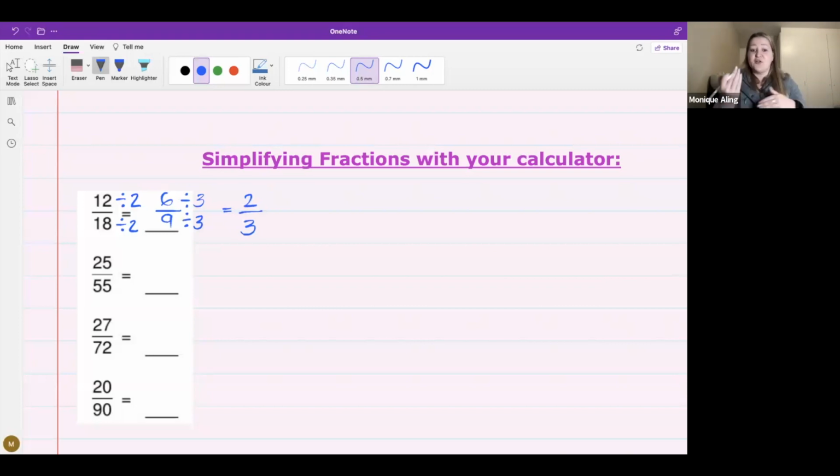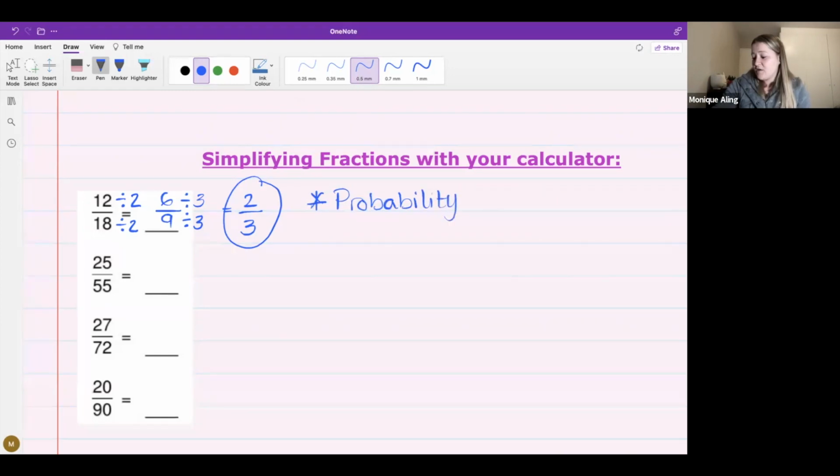And it takes a bit long to simplify the fraction. Or alternatively, you just put 12/18 in your calculator. And you press equals, and it gives you this answer straight away. And this comes in handy with probability, especially because remember with probability, your default answer is always in fraction form, and you always need to simplify that fraction. Okay, so all you do is just put the fraction in your calculator and you press equals, and you get this simplified version straight away.